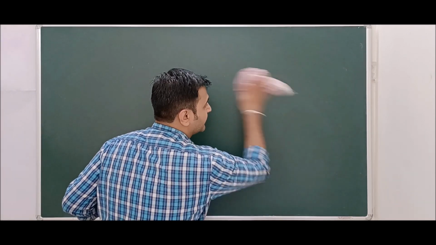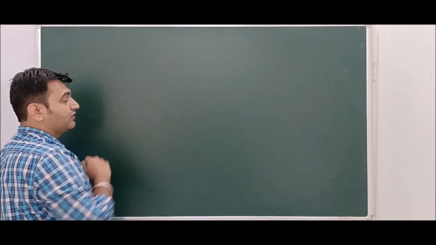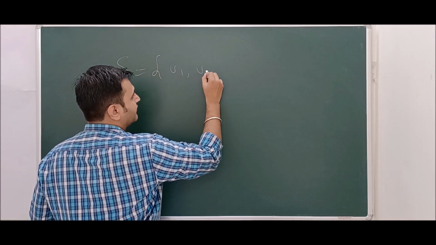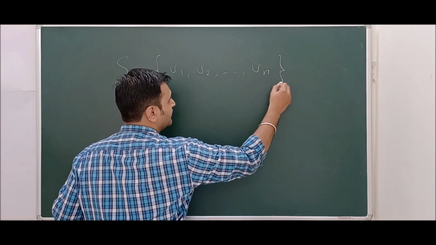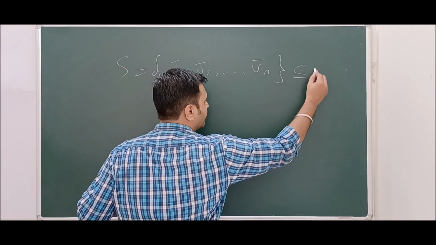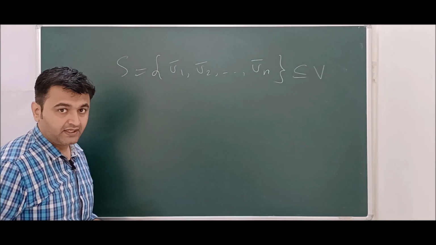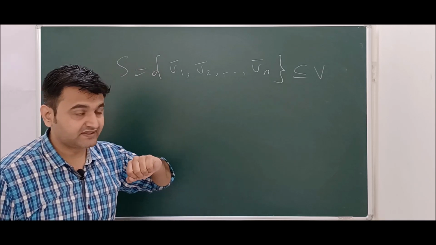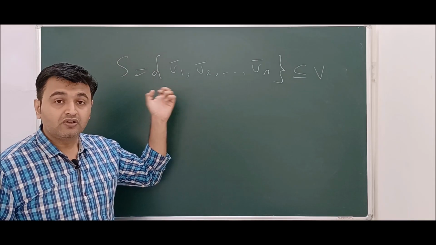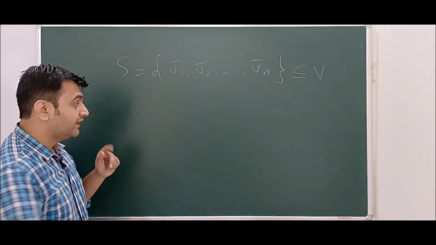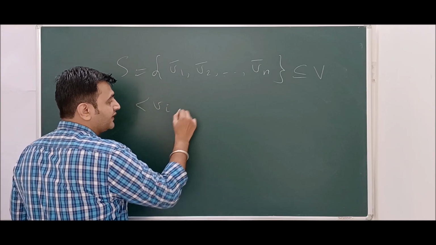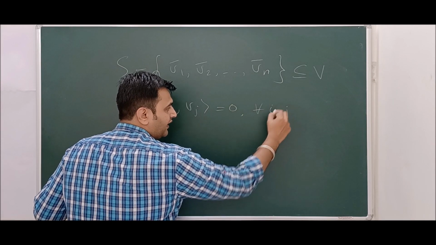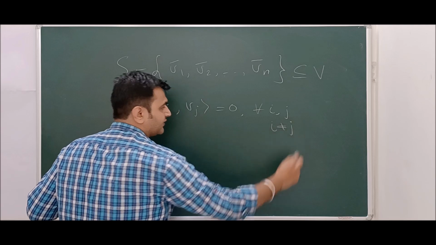Okay, so that is one thing. Now, what is an orthogonal set? So let me take S, which is say V1, V2 up to Vn. This is a subset of V. What is my V? It's an inner product space. That means it's a vector space and we are defining some inner product on this vector space. Okay. Now I will call this S an orthogonal set if the inner product of Vi with Vj is 0 for all i, j where i is not equal to j.